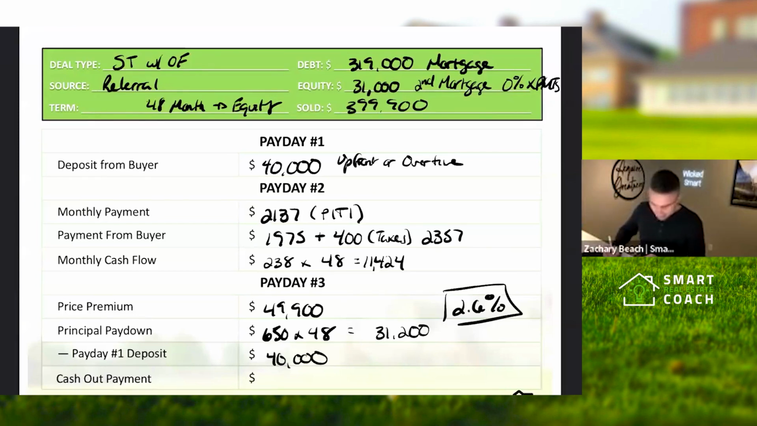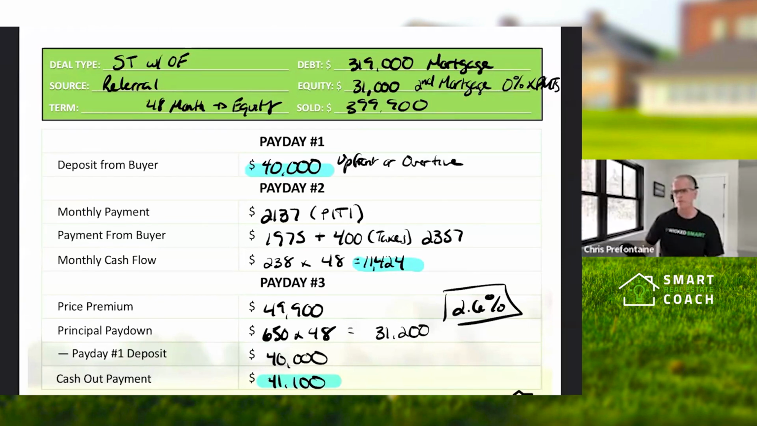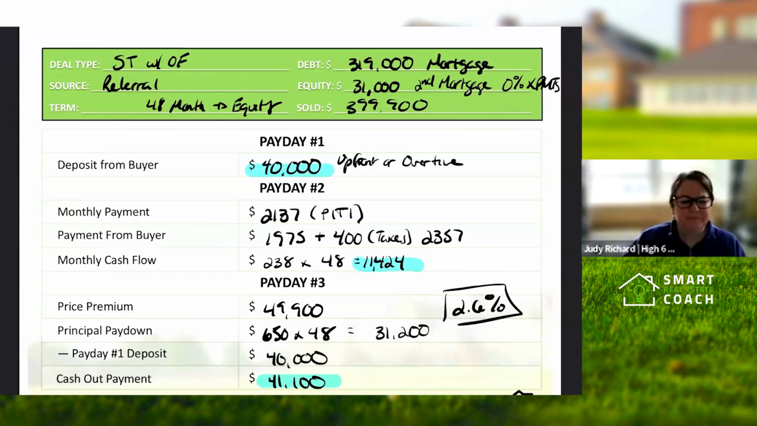41,100. All right, so let's add these up. I'll just go ahead and highlight it. So you got 40,000 plus 11,424 plus 41,000. What do we got for total profit? 92,524. If I'm off, somebody will yell, I'm sure, as usual. You got it. Good deal.